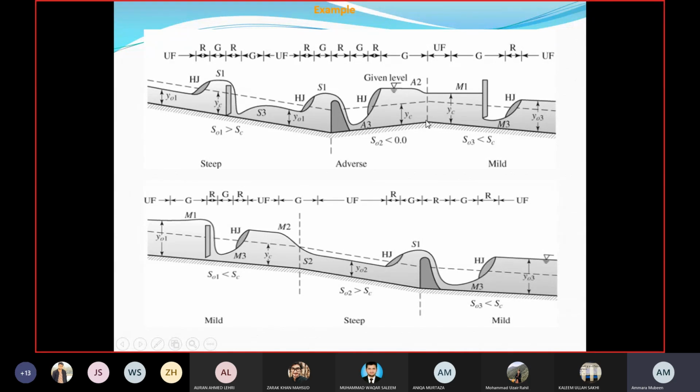Okay, so are you seeing the cursor moving on the slide? Yes, ma'am. Okay, so as the slopes of the channel are changing here, it is also called a control section.